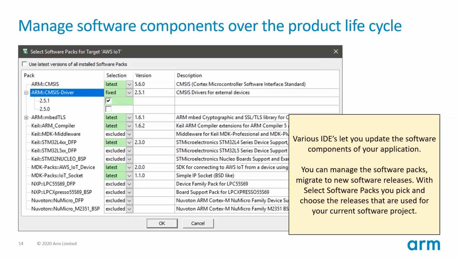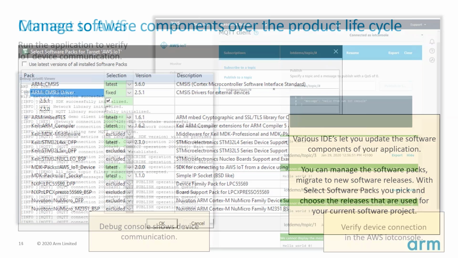So you can then selectively update the components of your application, which is very important for product lifecycle management, where you probably want to fix a specific bug that is already released in a new software pack. And in this way, you can pick and choose the software packs that you want to use in your actual application, which is important for product lifecycle management.